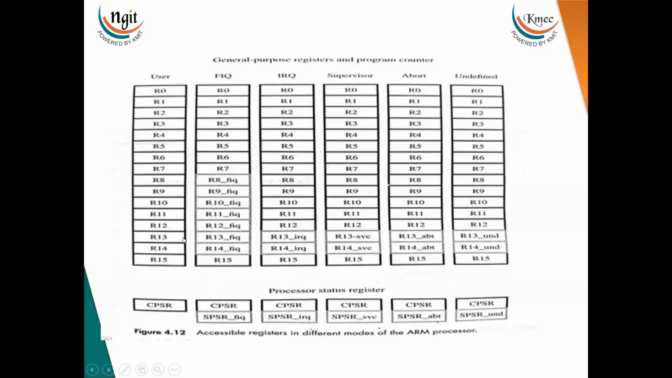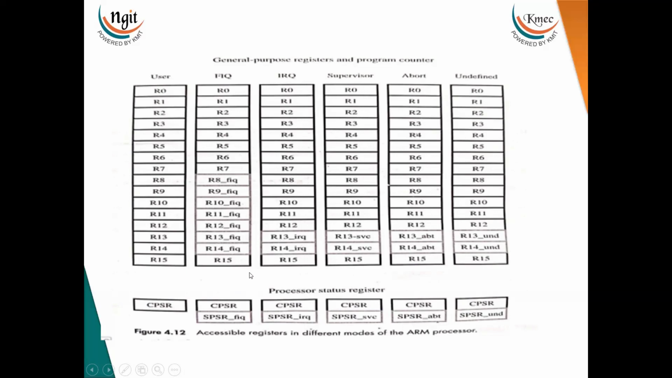Now coming to R13. R13 is a stack pointer. R13 is used for the stack pointer. Now these are the registers in the user mode and different modes. This is what happens when the interrupt has occurred.